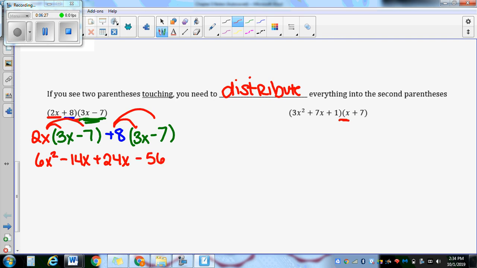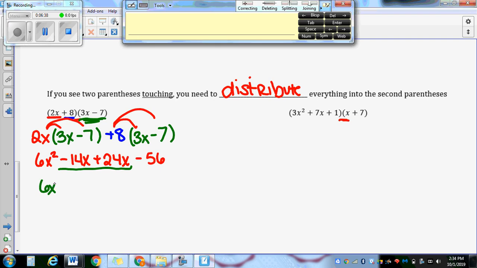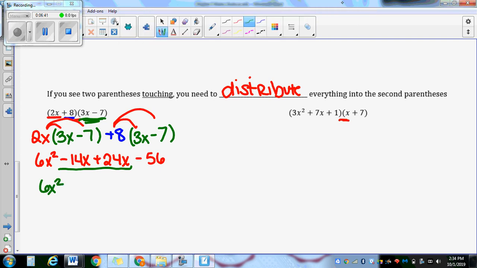So you distribute, and then you combine like terms. The only like terms I can combine are these two in the middle. They both are just a single x. So I'm going to bring my 6x squared down. I did not do anything there. Negative 14x plus 24x makes positive 10x. Bring down my negative 56 because nothing happened to it. And then the last step is to put them in order, the most number of x's I have to the least. I have 2 x's, I have 1 x, I have no x's. That's already in order. This guy is done.